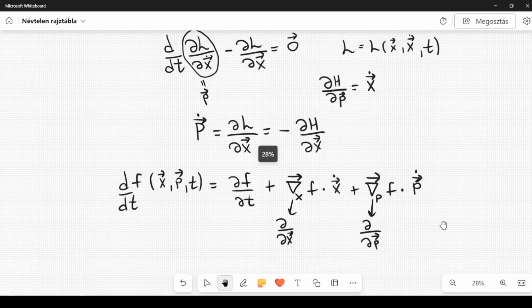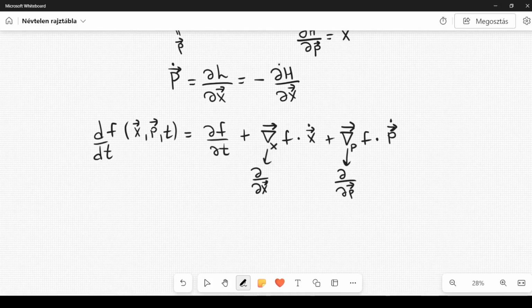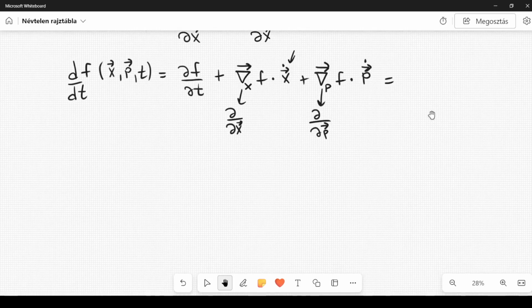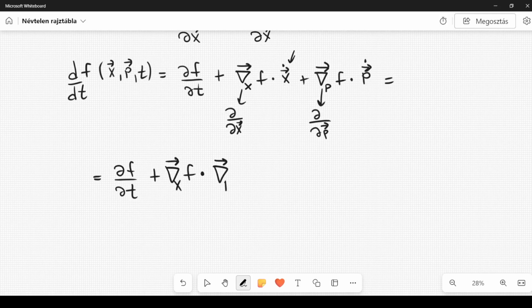But at this point we can substitute this expression here for p dot and this expression here for x dot. So we can rewrite this in the following fashion. We have df over dt plus the gradient with respect to x of f dot product gradient with respect to p of H, minus the gradient with respect to x of H dot product gradient with respect to p of f.